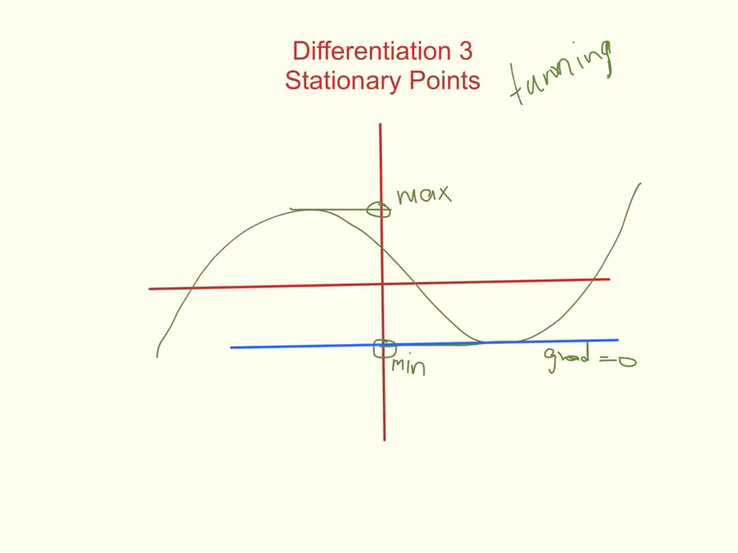Just the same way, I could draw a tangent at my maximum value, and for that one the gradient is also 0. This is important to remember. It's very, very important to remember because it's going to be pivotal in determining what your stationary points are and how easy it would be to find them. And as you can see, as this is a cubic graph, this has got two stationary points. Not all cubic graphs have two stationary points.